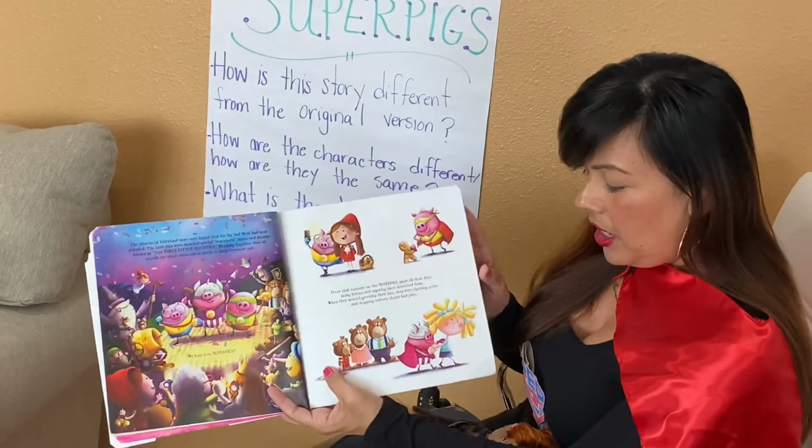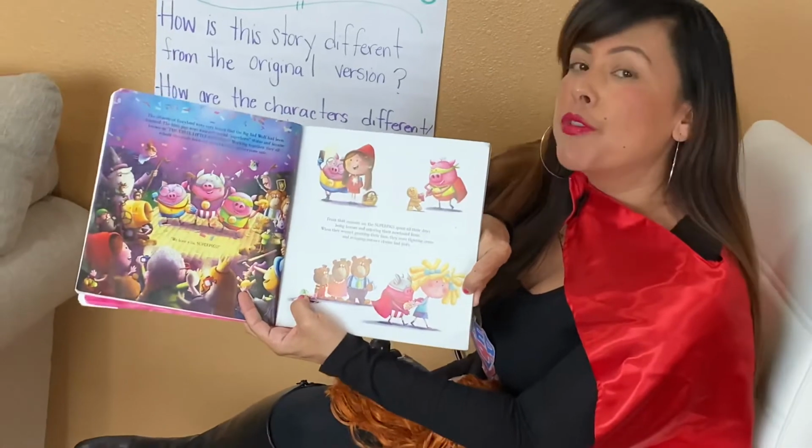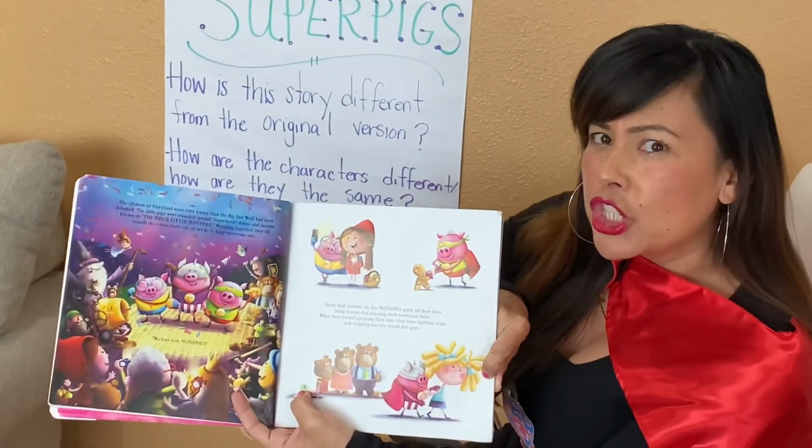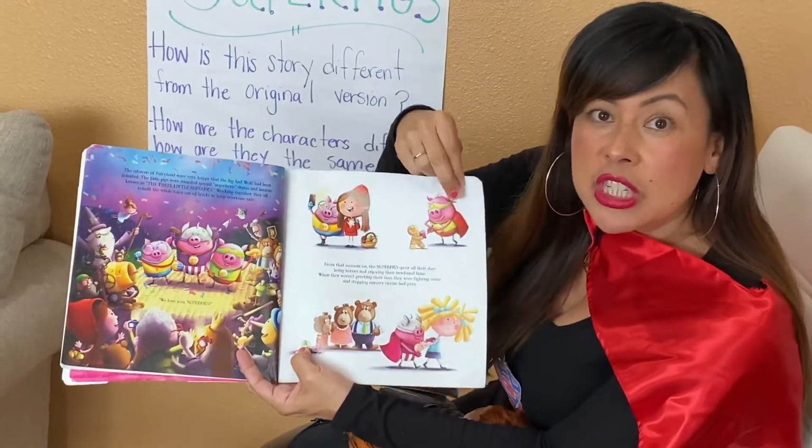So they're stopping, look, who's that? That's Goldilocks. Do you guys remember the nursery rhyme Goldilocks? What does she do? She goes into the bear's home and she eats the porridge and she sleeps on their beds.